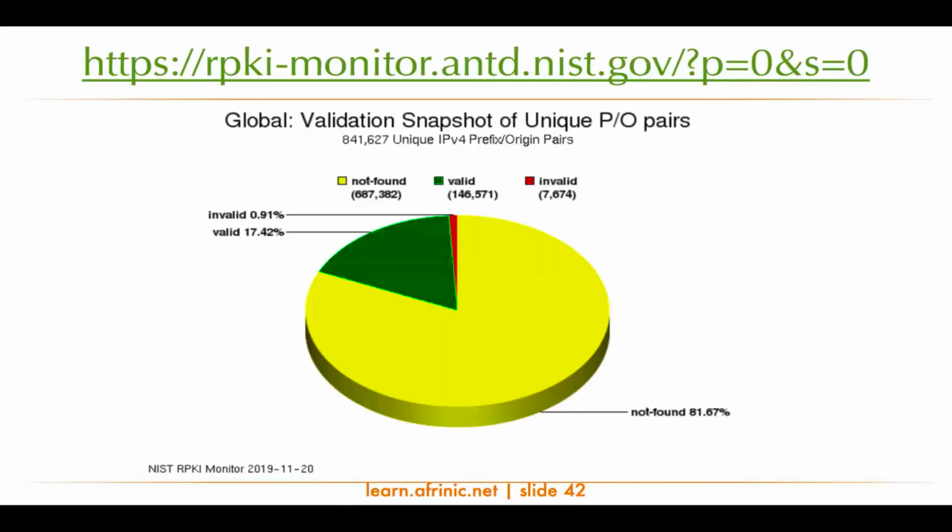So the uptake, how are we doing RPKI-wise? Globally, this is serious. 17% only. And remember, I showed you at the beginning that route leaks and route outages happen every day. And this is because we are not doing well RPKI-wise. So why are we not doing RPKI? And I will even shock you more.